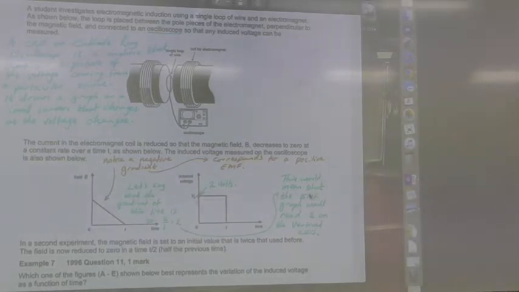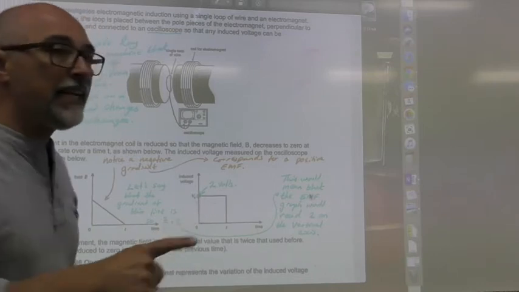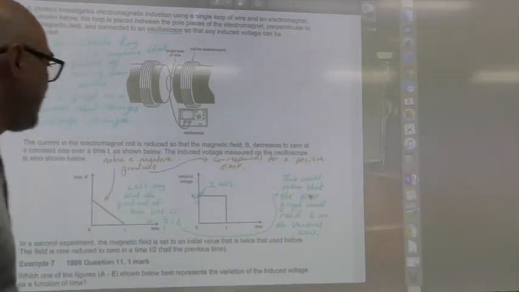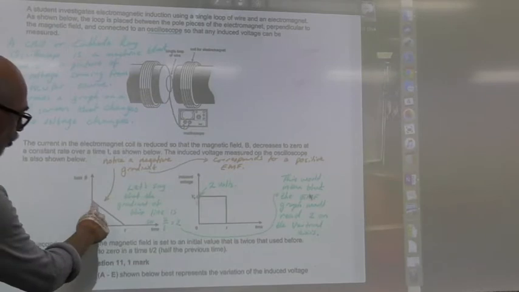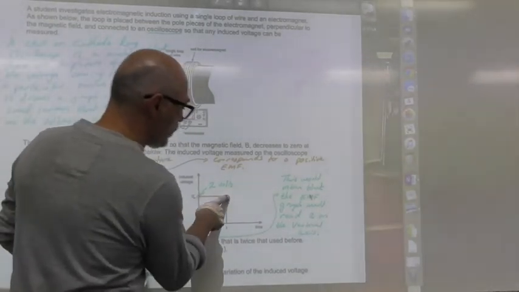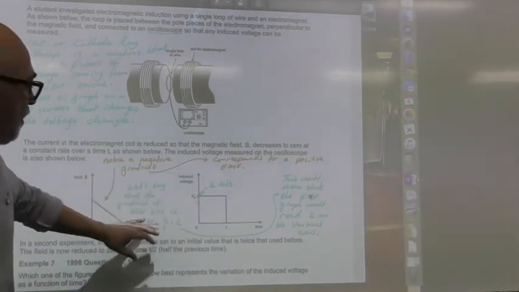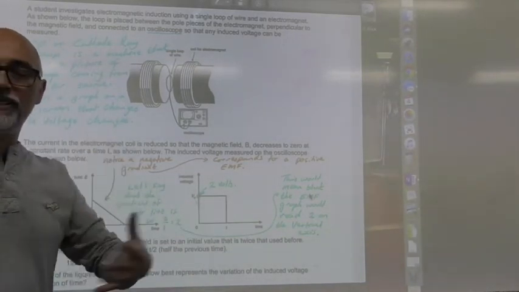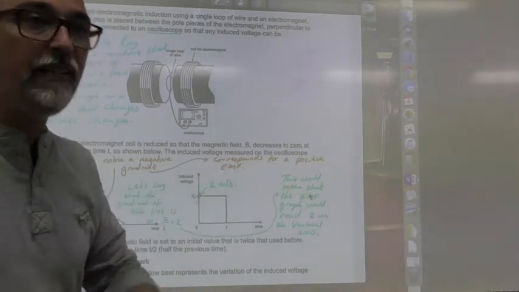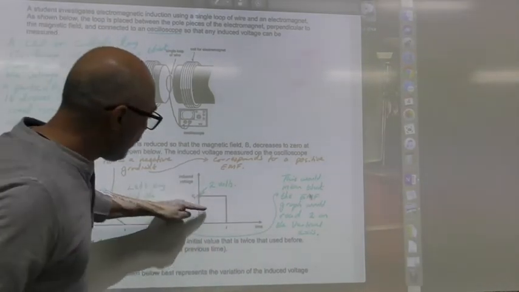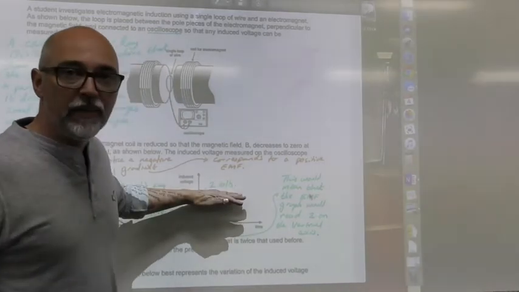So that any induced voltage can be measured. The current in the electromagnetic coil is reduced so that the magnetic field B decreases to 0 at a constant rate over time. So now the magnetic field is dropping at a constant rate, okay? So that gives us a drop that's constant, which gives us a pulse which is constant. Here I've actually created values to try and explain it again and just reinforce the idea that the gradient is measured off the y-axis of the EMF graph.